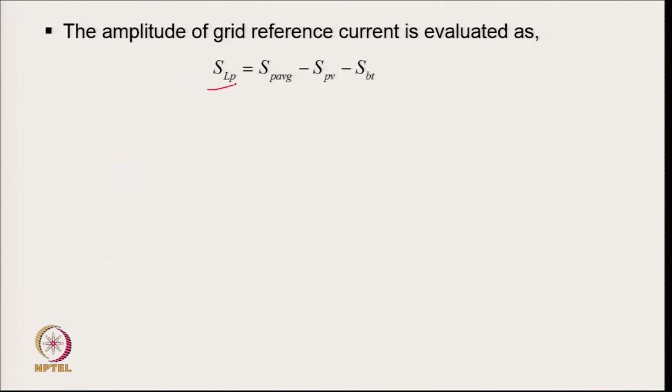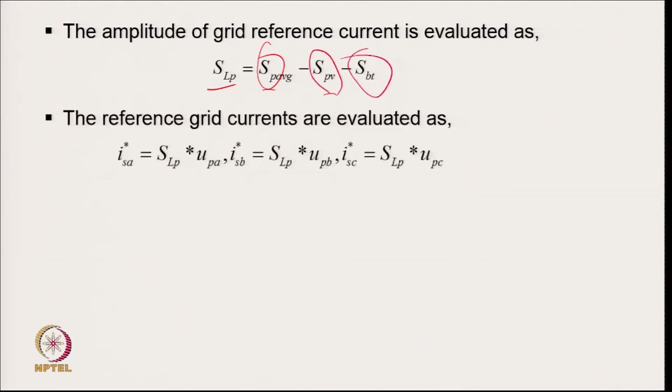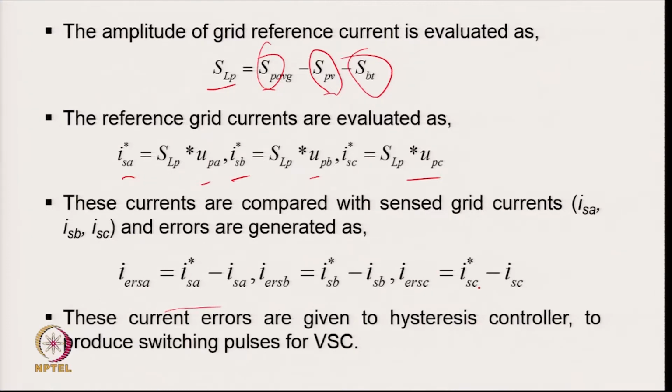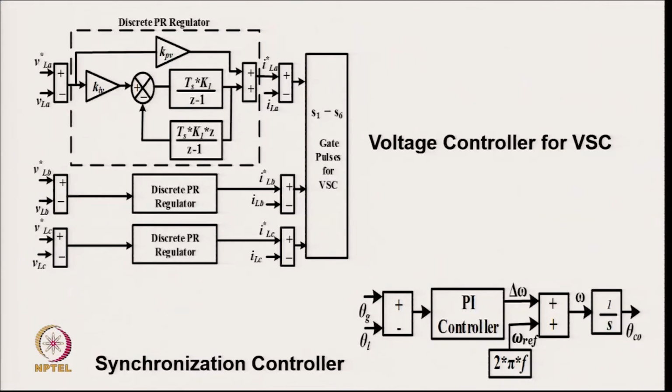Then we get the amplitude of the supply current from the load current minus the PV power minus the battery power, and that gives the power flowing into the grid, and then multiplying by the template, we get a reference grid current. By comparing it with the sensed grid current, we are able to have current control of the voltage source converter with improved power quality on the grid side. These currents are given to a hysteresis controller for producing switching pulses for the voltage source converter.